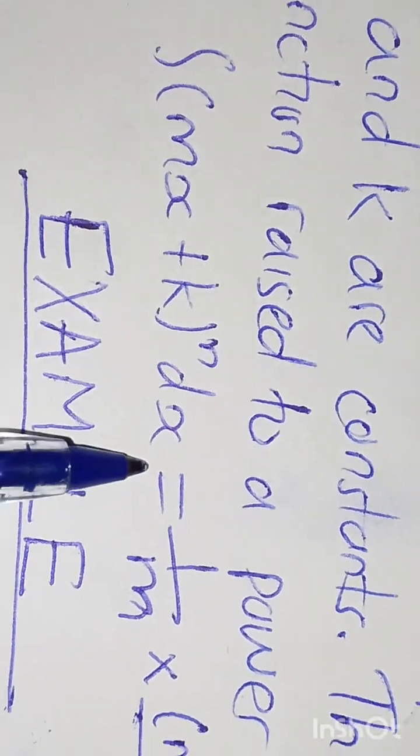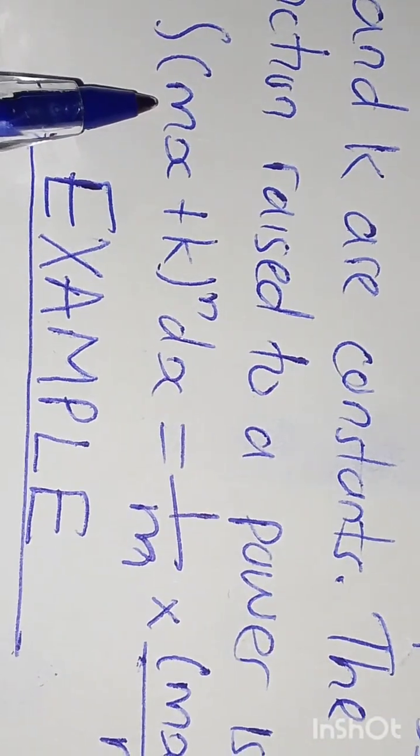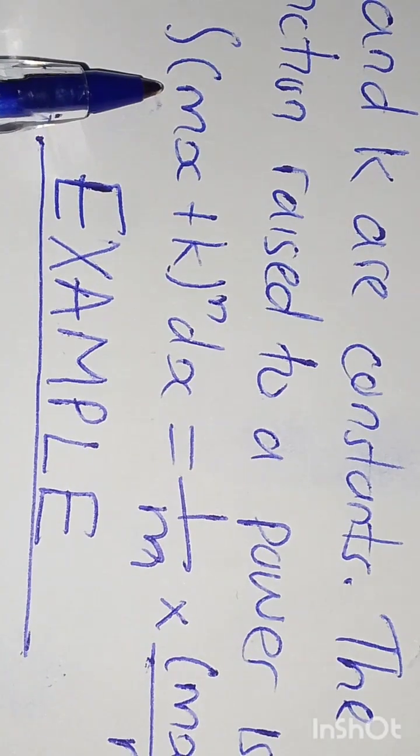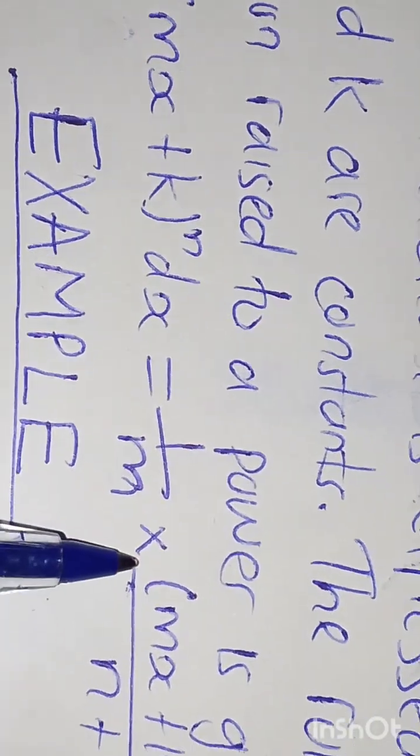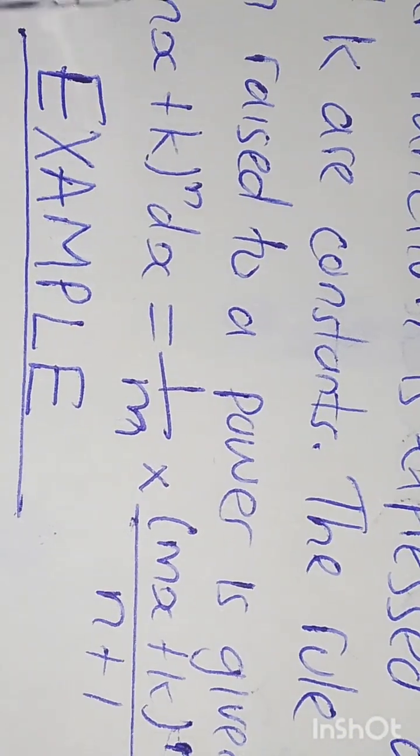The rule for integrating a linear function raised to a power is given as follows. The integral of (mx plus k) to the power n dx is equal to 1 over m, the inverse of m, multiplied by the same function integrated, plus a constant. So let's do some examples to understand quickly.